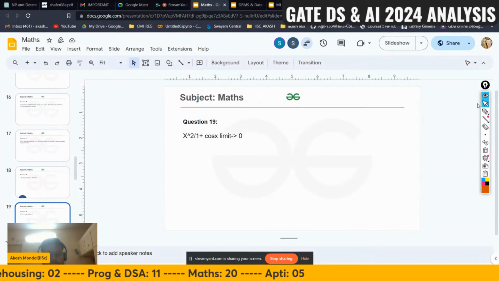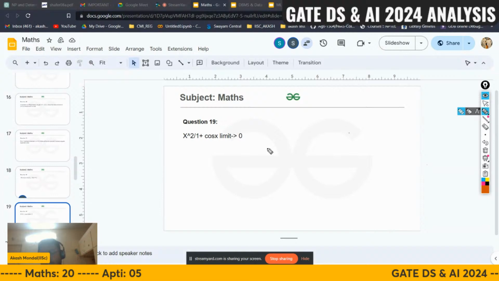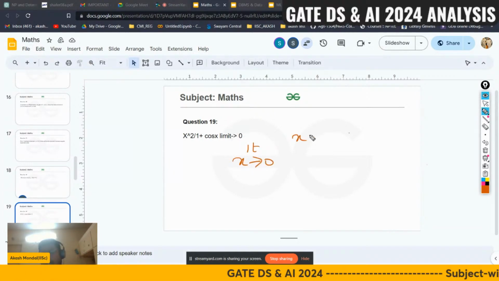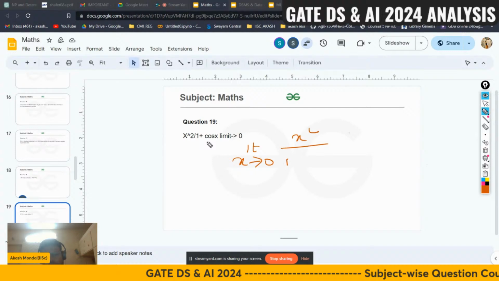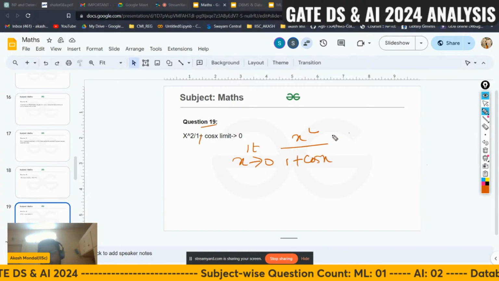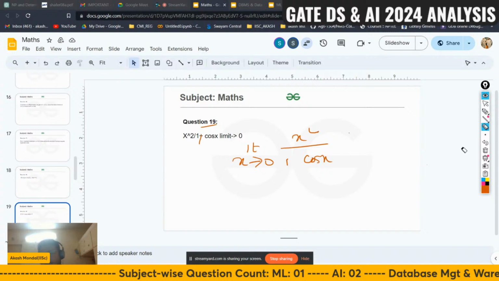Now let's see this question, right? Question number 19. Here you need to compute the limit as x tends to 0 of x squared by 1, and this should be minus, right? If it is plus, then the problem is trivial. So I don't think it is plus, it has to be minus.